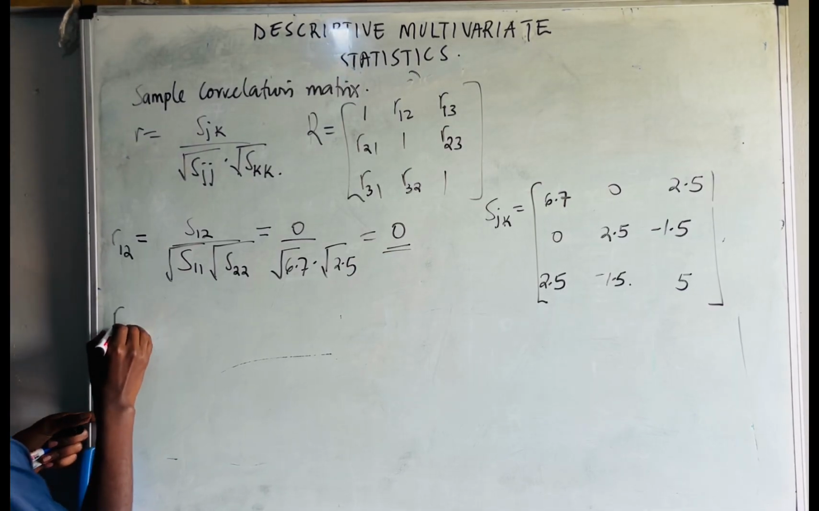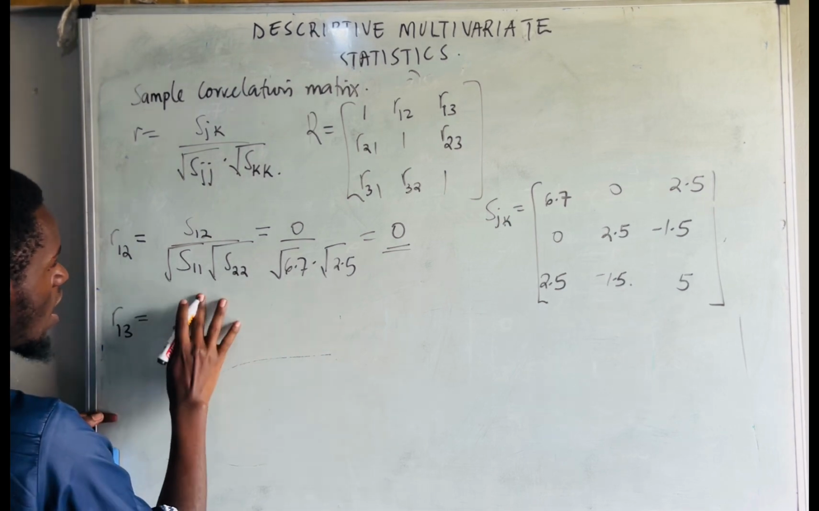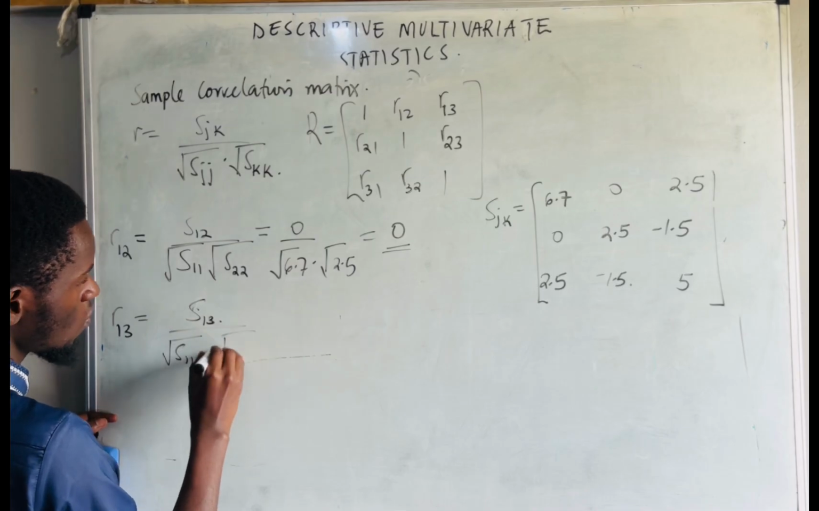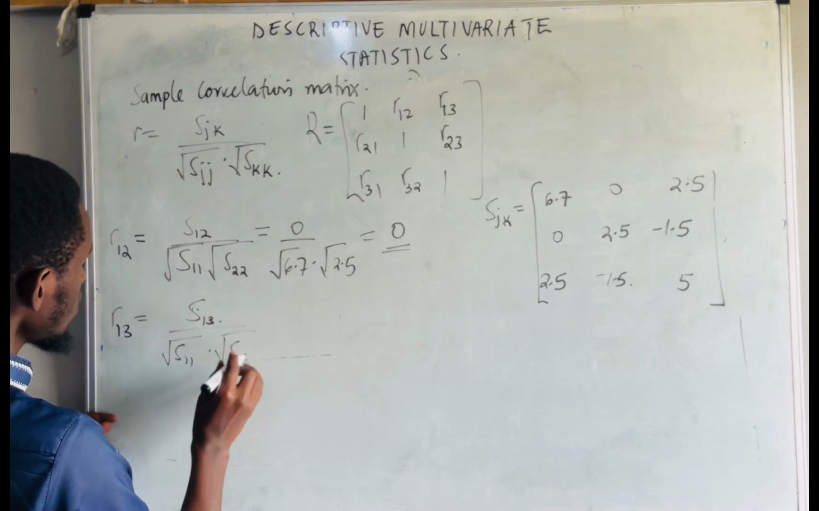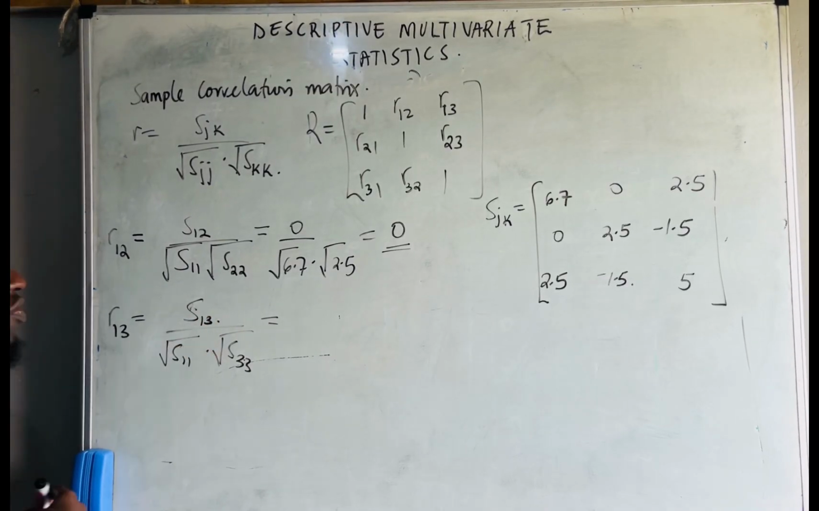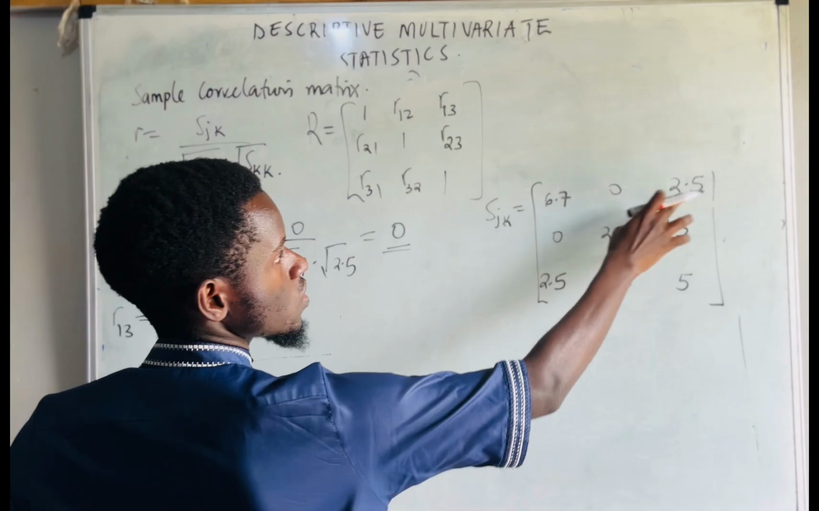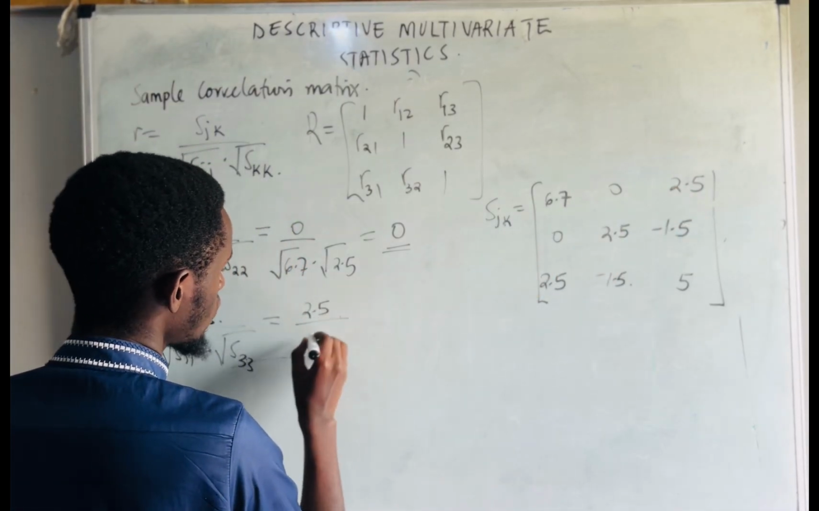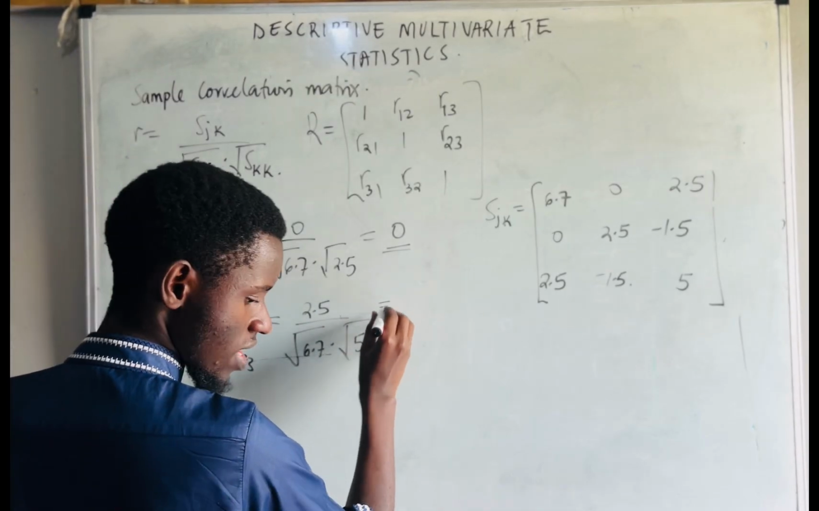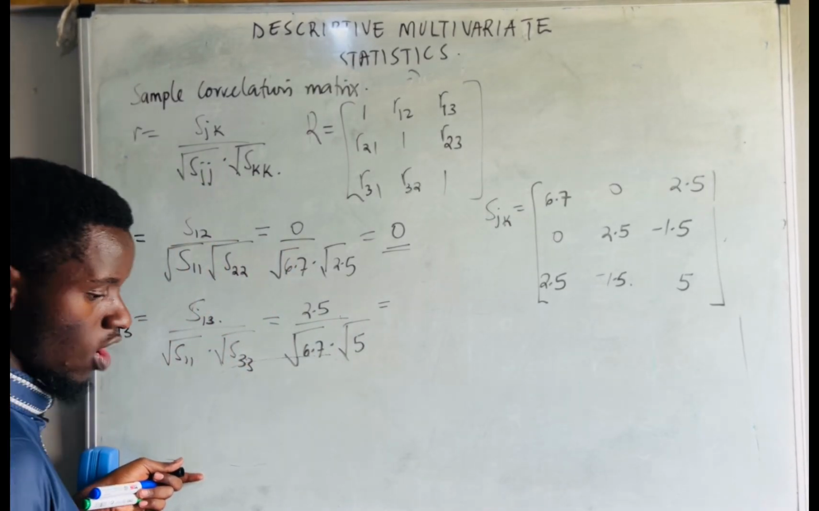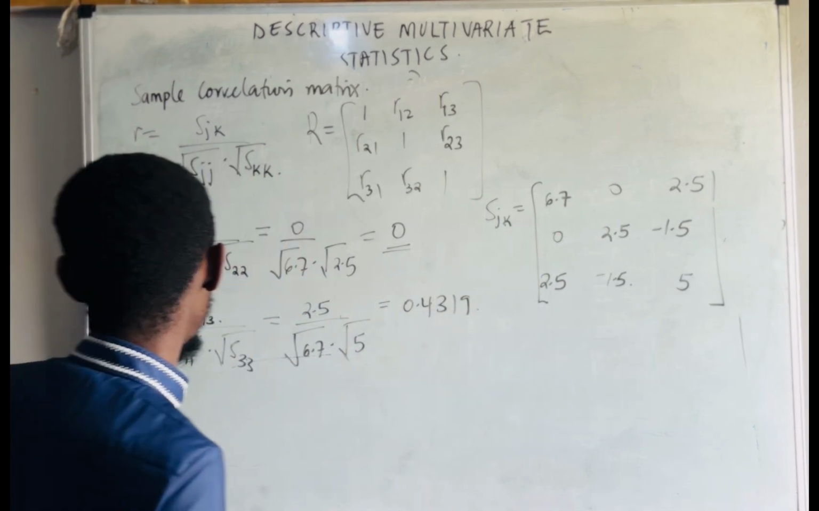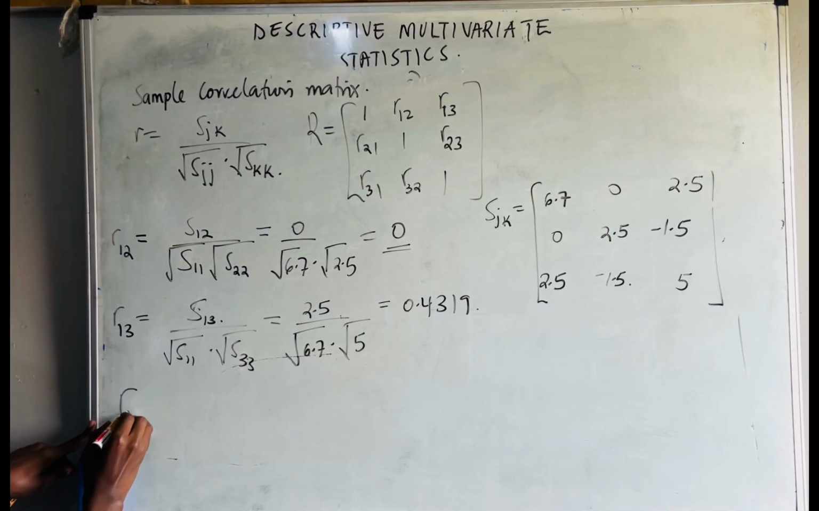I also need to find R13. R13 is the same as S13 divided by the square root of S11 times the square root of S33. S13 is 2.5, over the square root of 6.7 times the square root of 5. After pressing your calculator, we're going to have something like 0.4319.